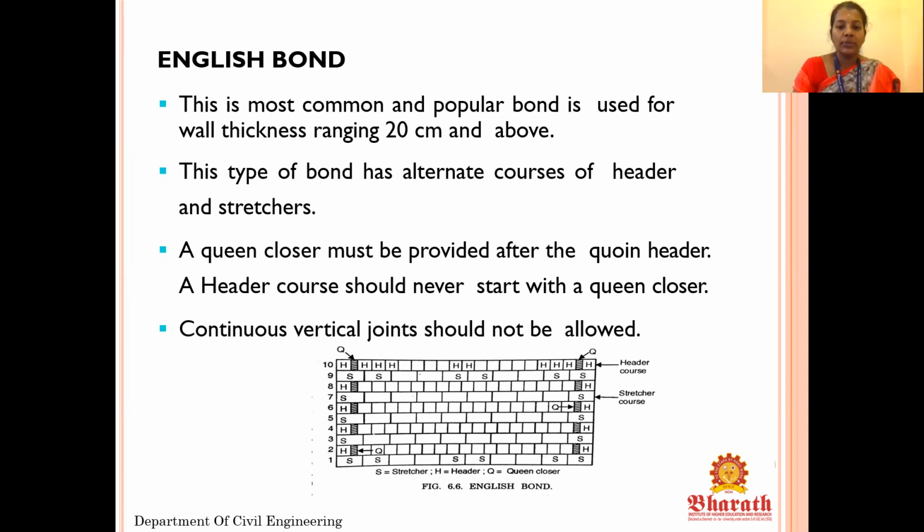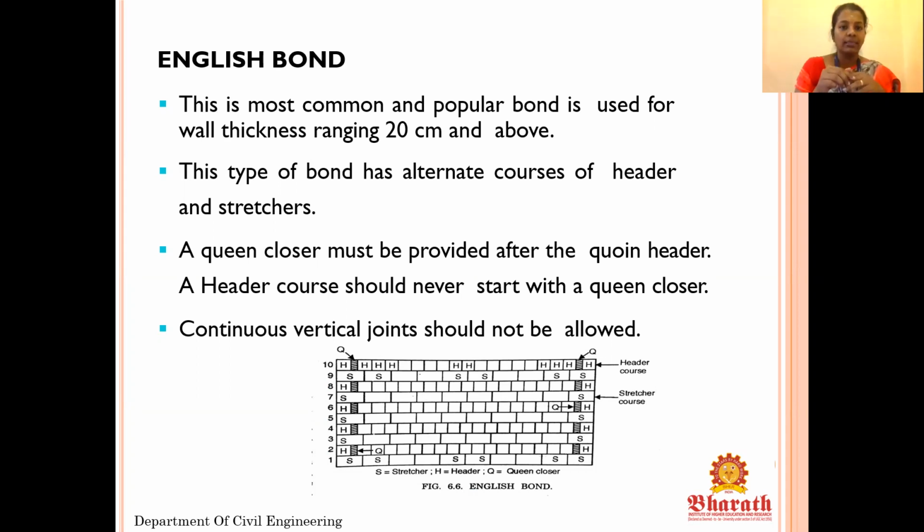So a queen closer must be provided after the queen header. A header course should never start with a queen closer. As you can see in the image, none of the header courses start with the queen closer. So continuous vertical joints should not be allowed.